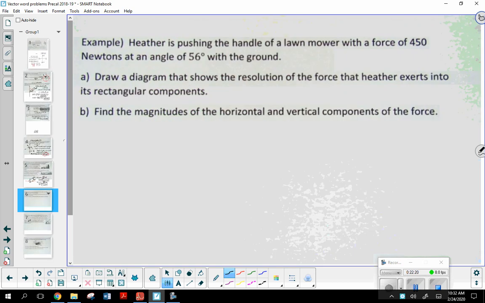So let's try this one. Heather's pushing the handle of a lawnmower with a force of 450 newtons at an angle of 56 degrees with the ground. Okay, so same thing. I got the ground here.